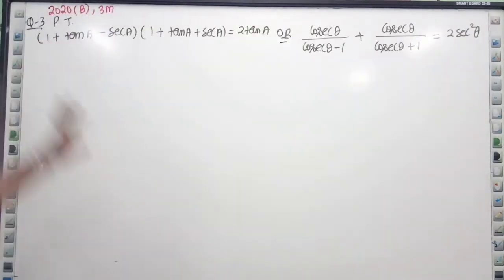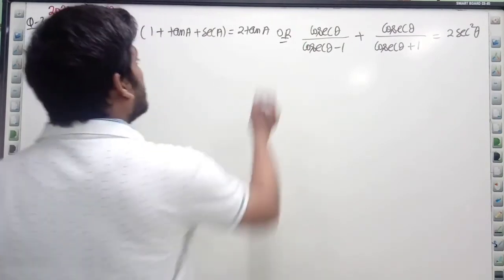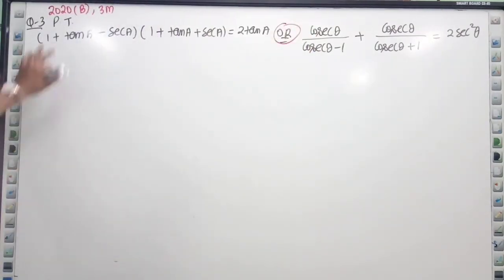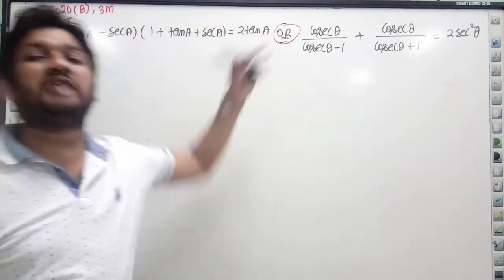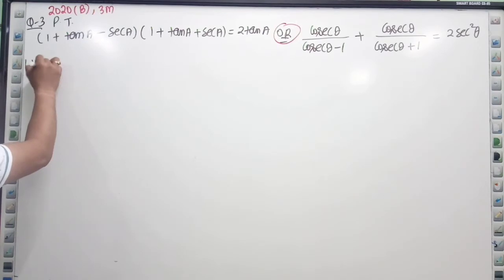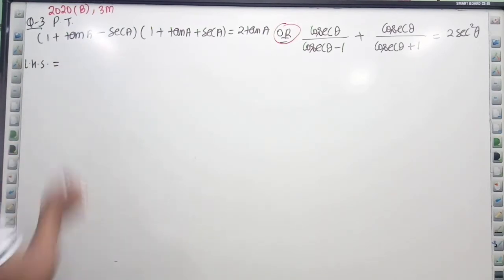Now this question is from 2020 basic, 3 marks. Again, 2 questions are there and we need to solve only one. What is there in the first question? That the multiplication of these two terms is 2 tan a. I am taking the LHS side. Just pay attention on the LHS side.